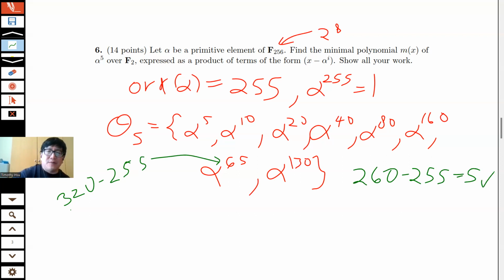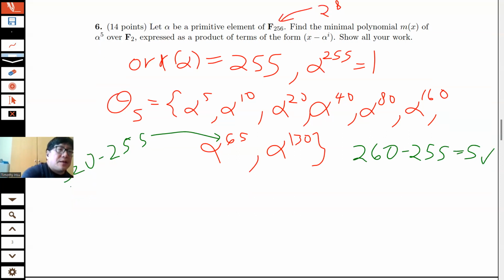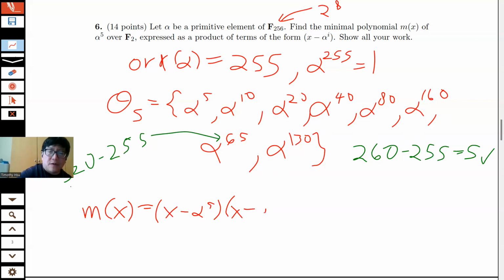So we circle back around. And so m of x, or if you like m sub 5, is going to be equal to x minus alpha to the 5 times x minus alpha to the 10 times x minus alpha to the 20th.